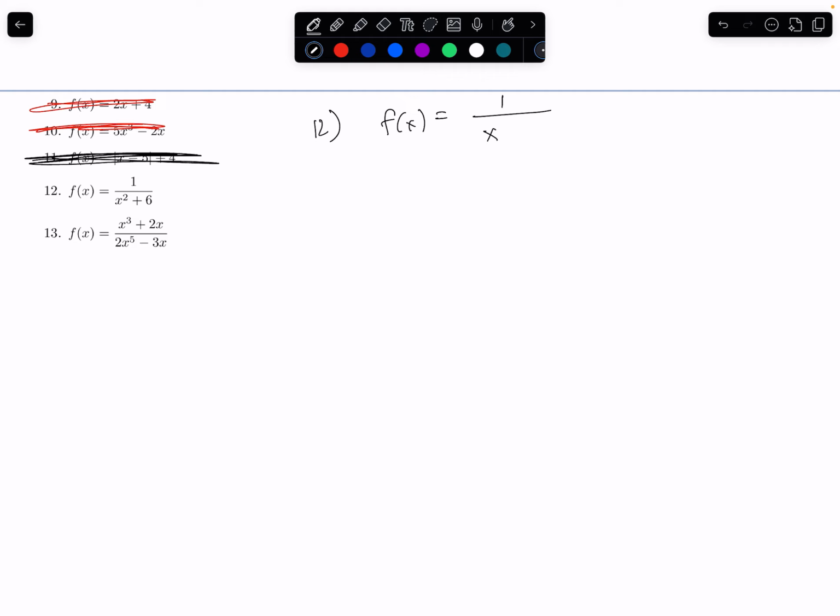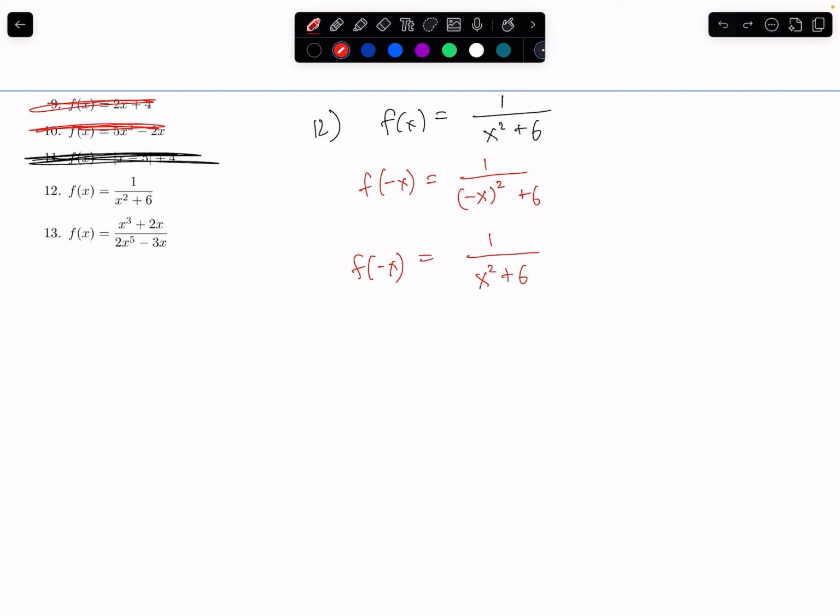F of x is 1 over x squared plus 6. Looks even to me, because this is an even function. And if you have just a constant, you can think of it as x to the 0, which is an even number. 0 is even, right? But let's check. What would f of negative x be? This would be 1 over negative x squared plus 6, which is 1 over negative x times negative x, which is just x squared plus 6.